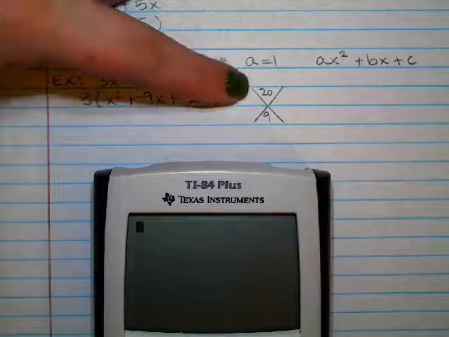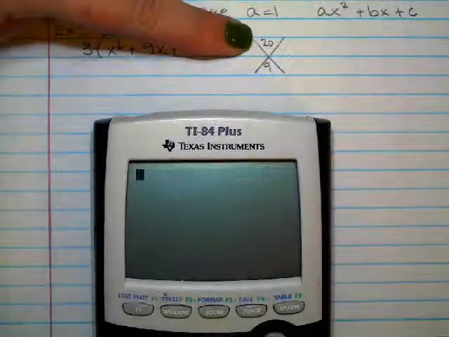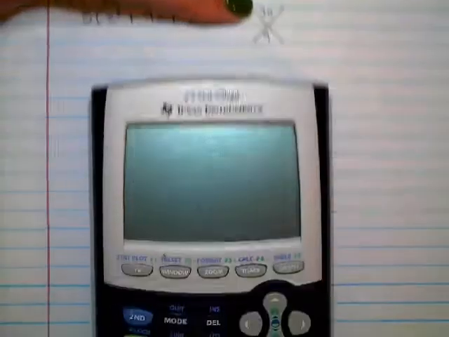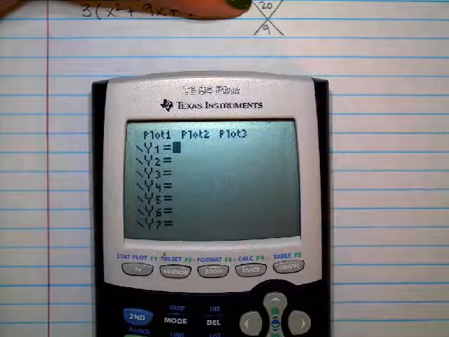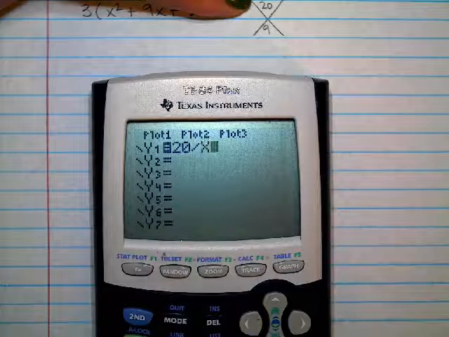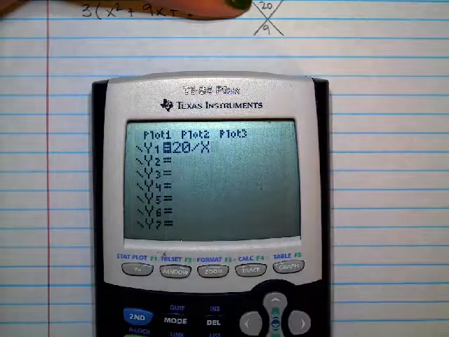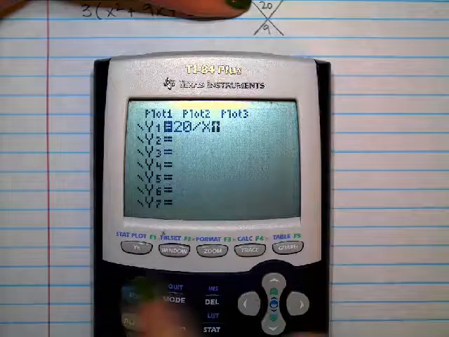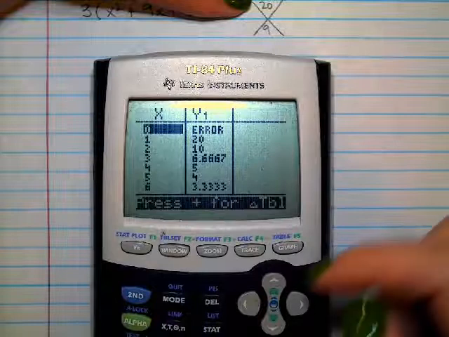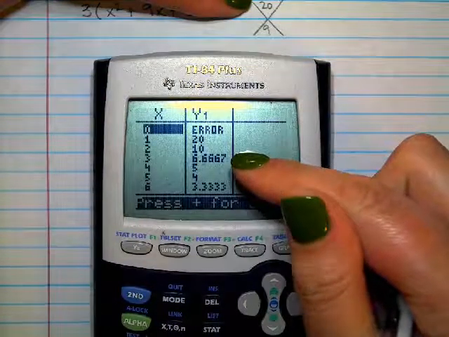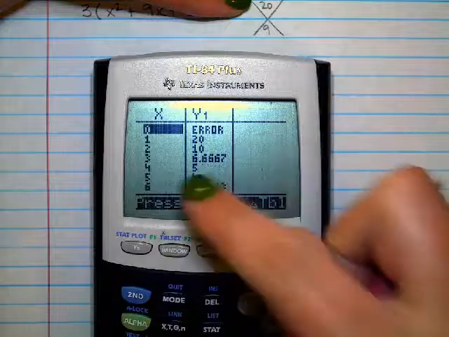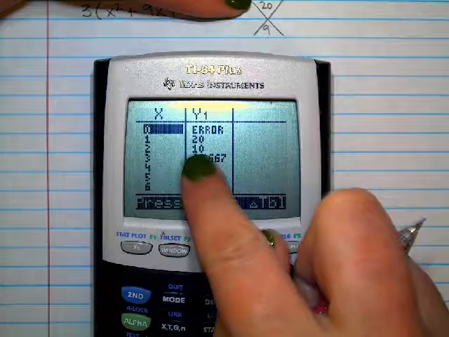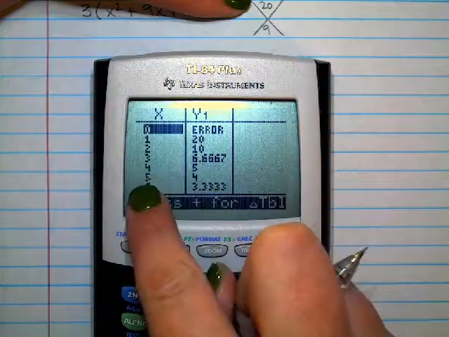So if I'm looking for something that multiplies to 20 and I'm not very good at my multiplication tables, I can click the y equals button on my calculator and type 20 divided by x. 20 divided by x is the function in my calculator. And then instead of graphing it, I can hit second graph and look at the table of values. What this will do on my calculator is give me a whole list of pairs of numbers that multiply to 20. 1 times 20, 2 times 10, 4 times 5, 5 times 4.